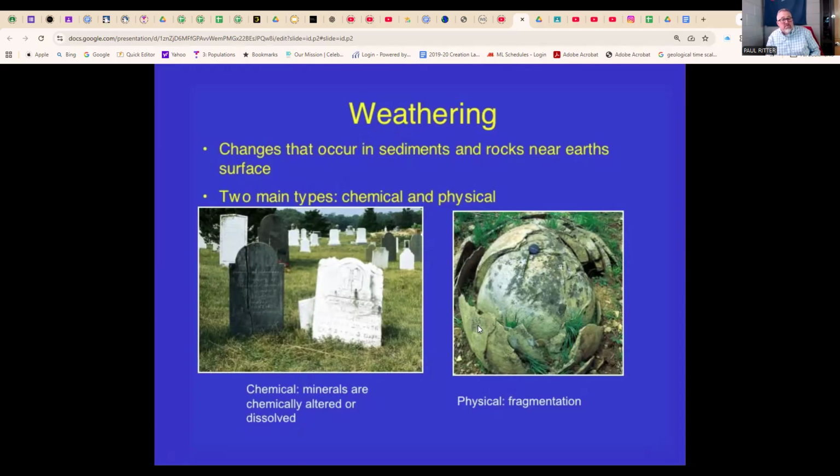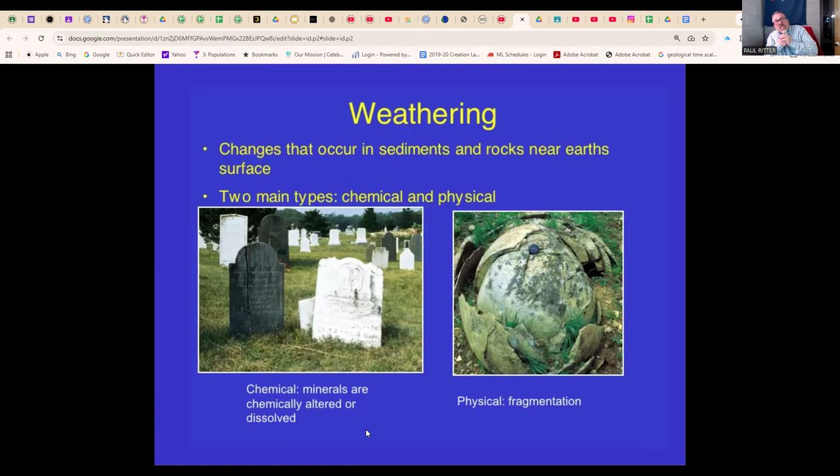First thing I want to talk to you about is weathering. Now, weathering is kind of an interesting statement. What we're doing is we're talking about the breaking down of material. How does it weather? How does it break down? Well, there's two main types of weathering. The first type is chemical weathering.